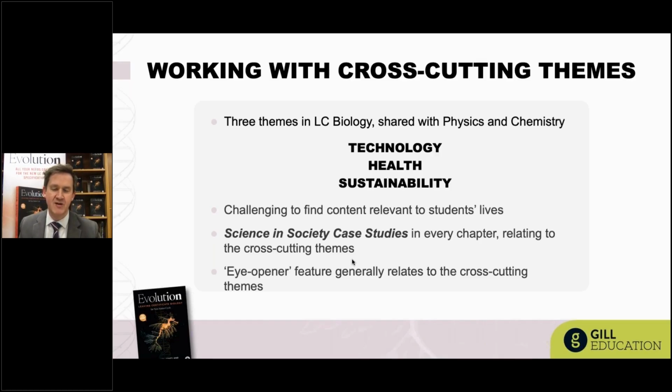And I think it's important to think that it can be a challenge for teachers to find relevant content that might relate to individual topics. So what we've done within Evolution is try to, in every single chapter, provide a case study, maybe 2 or sometimes even 3, on one or more of the cross-cutting themes. And we also start every chapter with a little eye-opener, a little story to get students discussing it. And again, they often relate to one of the cross-cutting themes as well.